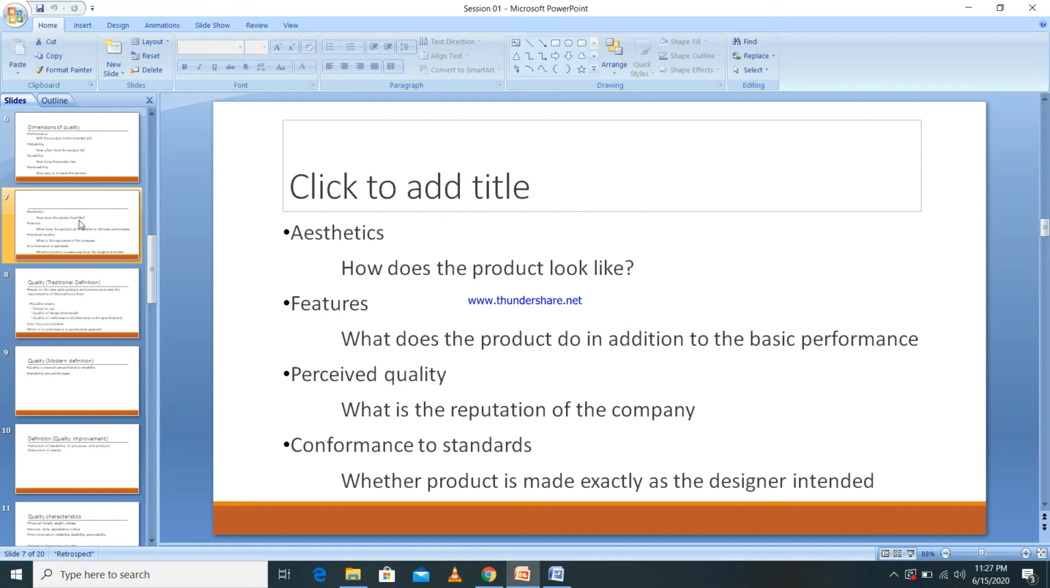The other one is conformance to standards, that is whether the product is made exactly as the designer intended, right? When a manufacturer is manufacturing a product or a service, at the initial stage there is a particular design. So in conformance to standards, you have to check whether the product is based on those designs. So that is also playing an important role.